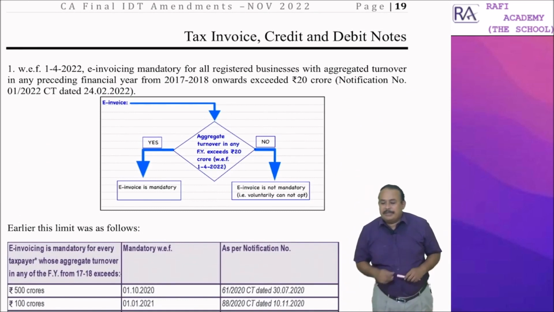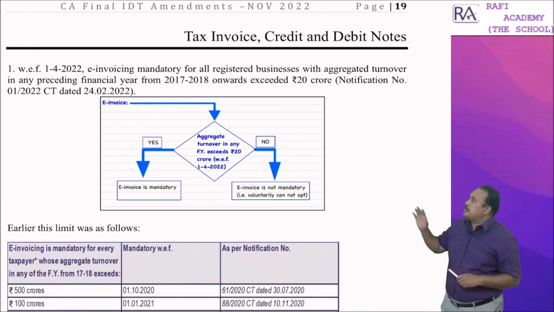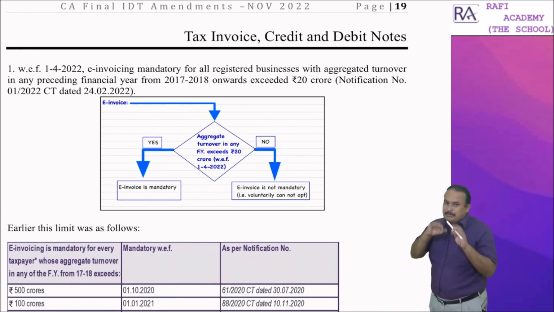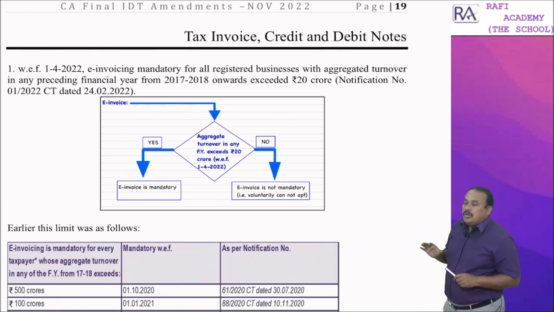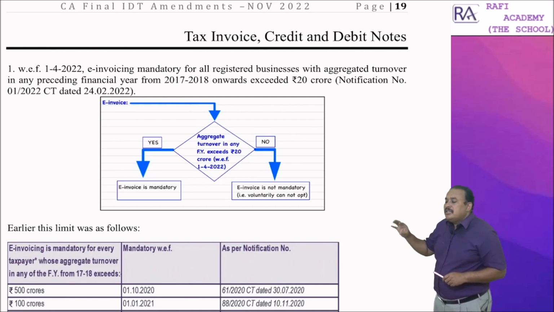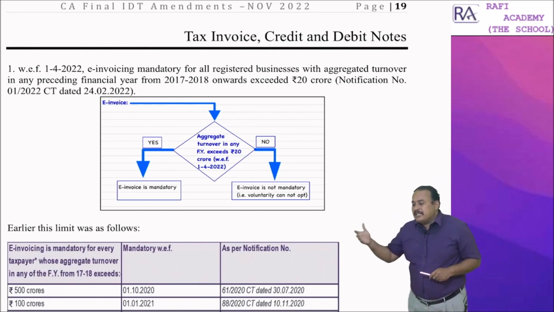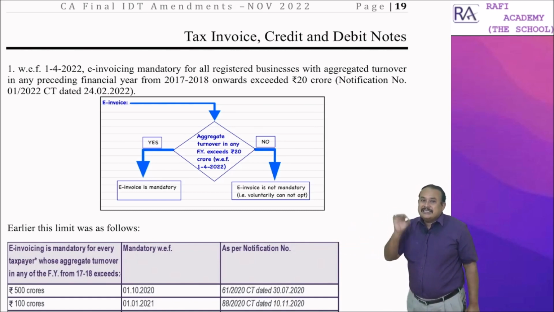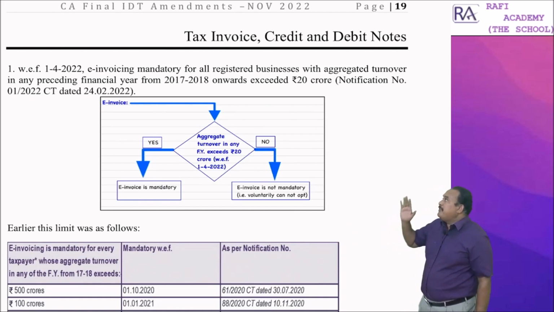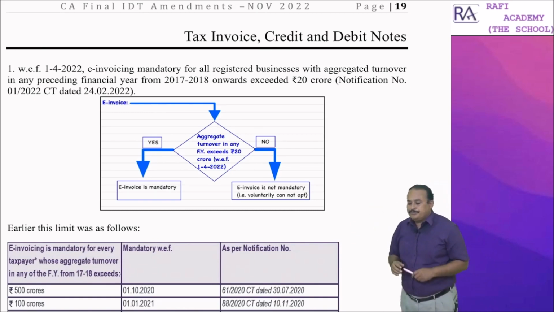Now referring to you, my dear sir, tax invoice, debit note, credit note, under this chapter, the major amendment: the e-invoice, which is made mandatory even where the aggregate turnover in the preceding financial year exceeds 20 crore. This is an amendment with effect from 1st April 2022.